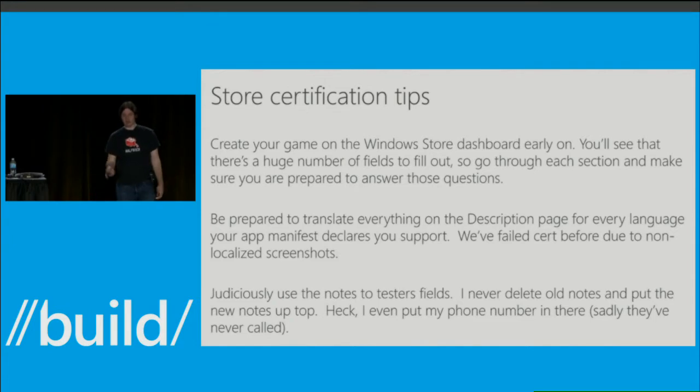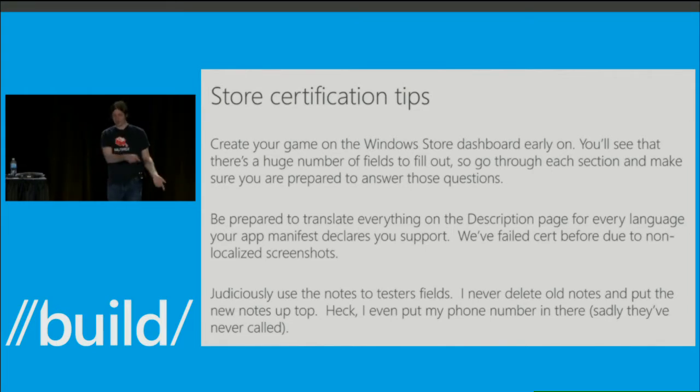Definitely create your game in the dashboard as early as you can. Once you know that you're making your game, make it in the dashboard and have a look through all the different pages on there. Especially the description page has all sorts of fields, and if you're going to support a whole bunch of languages, everything that your manifest declares that you support, you're going to have to fill out the description page in every field on it for every single language that you have, and that includes localizing screenshots. We failed cert because we didn't localize screenshots.